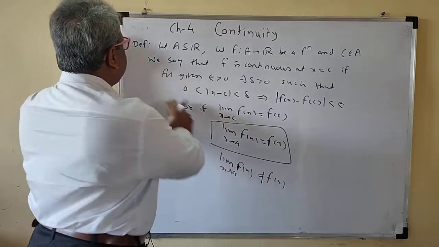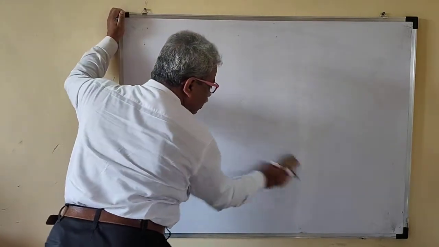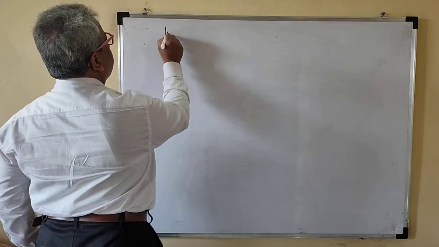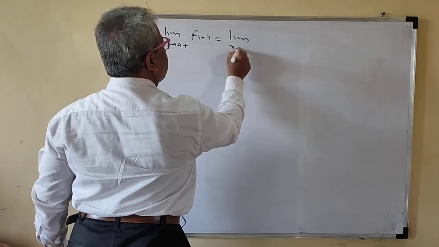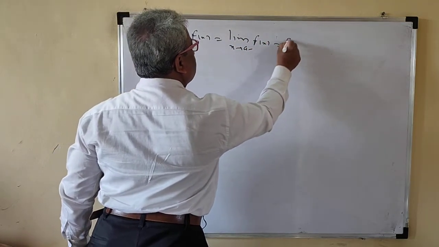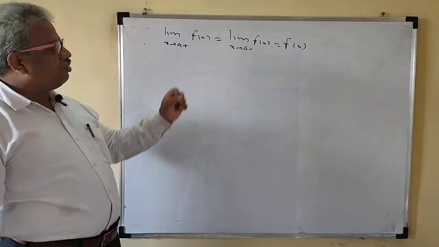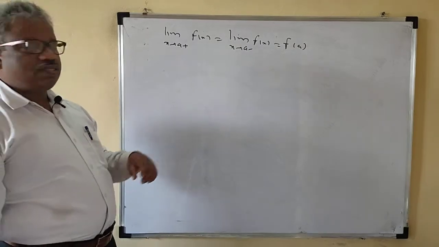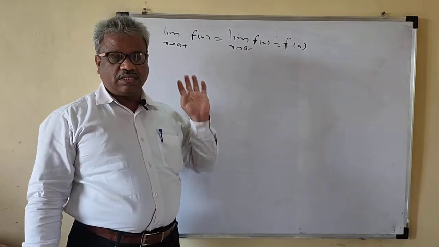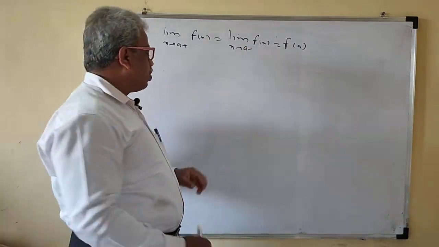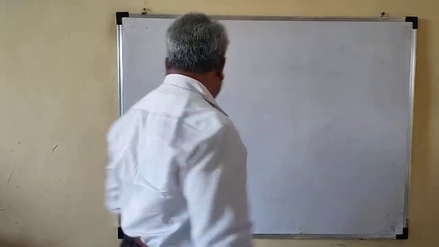So this means that when the function is continuous at x is equal to a, then limit x tends to a plus f of x, which is the right hand limit, equals limit x tends to a minus f of x, equals f of a. If all these three are equal, then your function is continuous at x is equal to a. Remember that.